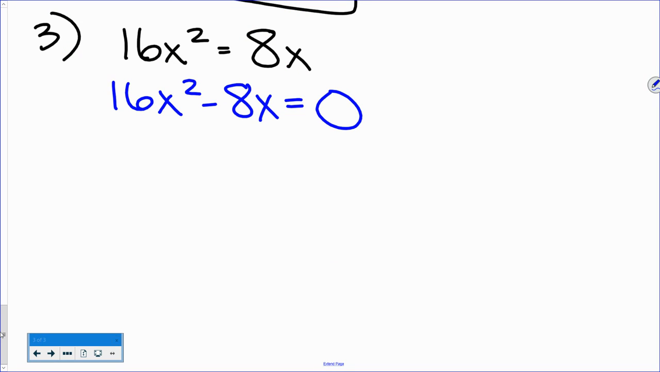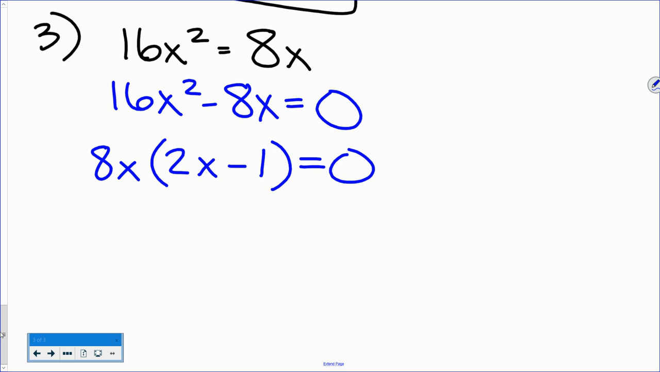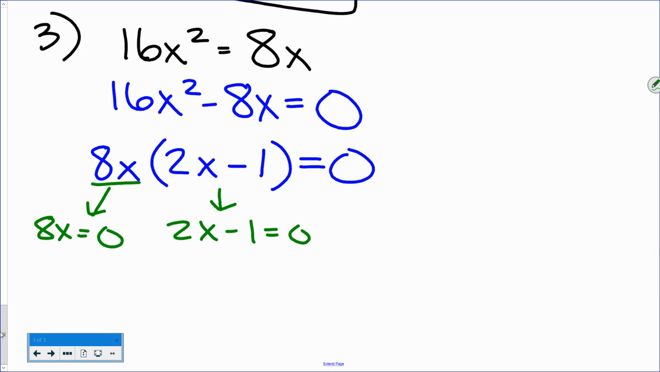All right, so I should always look for greatest common factors. So this time I do have one, would be 8, but also an x. All right, each term has an x. So then I'd be left with 2x minus 1. All right, this is the first time we haven't had two sets of parentheses. But when I go to solve, I will still set this 2x minus 1 equal to 0, and I will also set my 8x equal to 0. All right, because this is multiplying that.